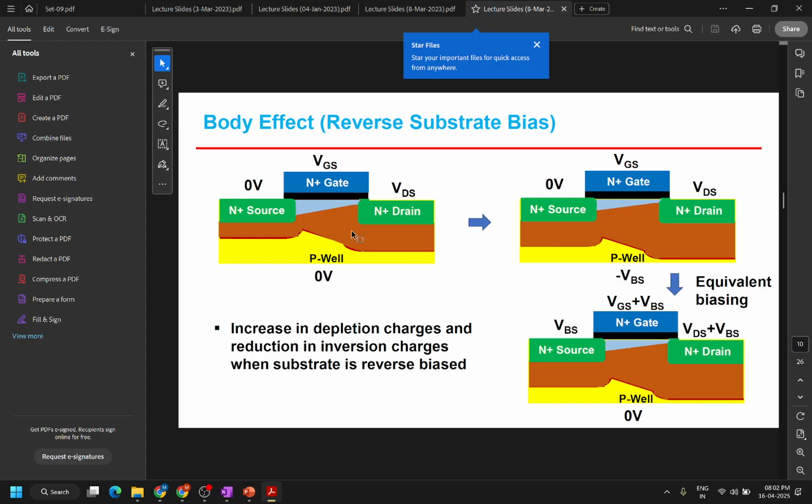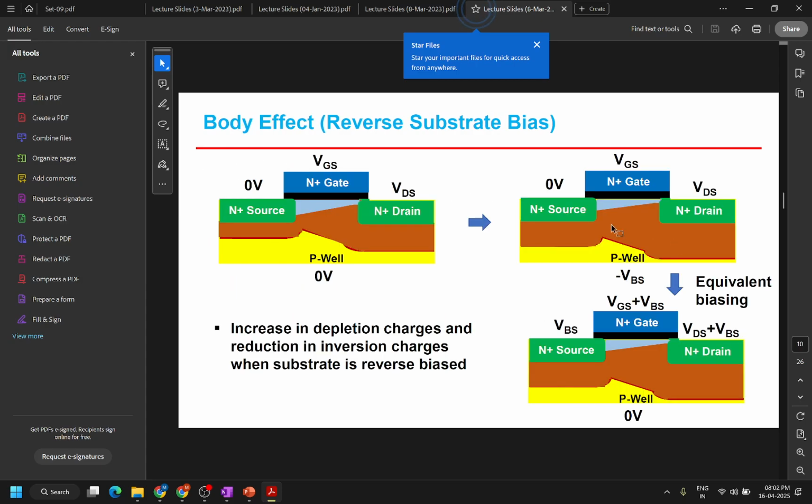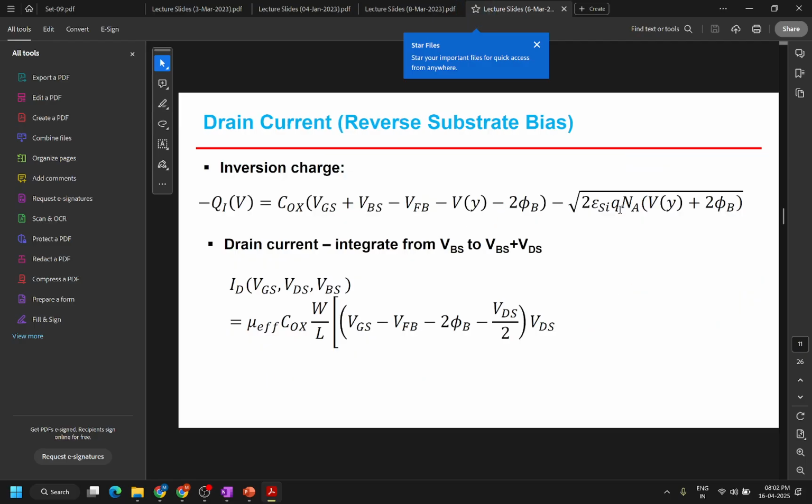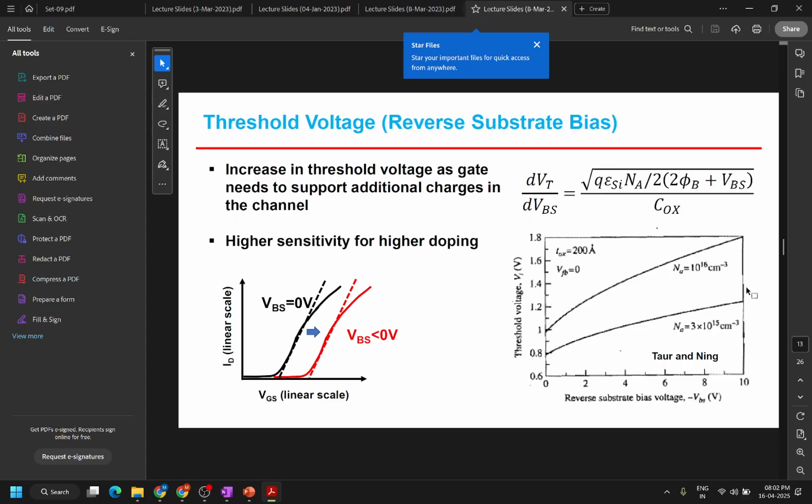Then you have the body effect, where generally we keep the body at 0 volts, but if you change the voltage on the body, that will affect your channel also. That is called the body effect. It changes your threshold voltage.